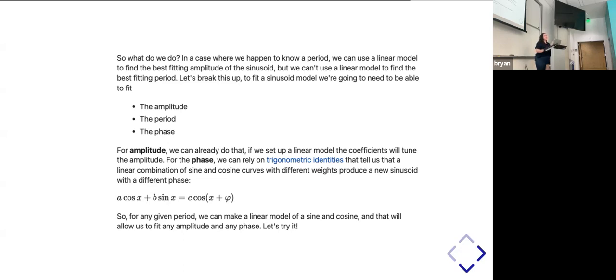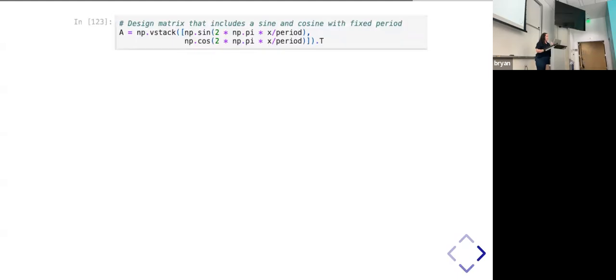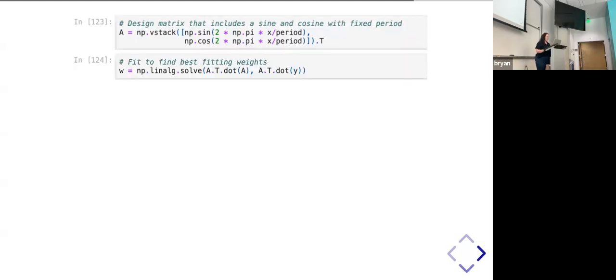The thing though is that you'll have to bake in the period. It is not a linear model in the period. So you have to fix that. Let's have a look at what that looks like.